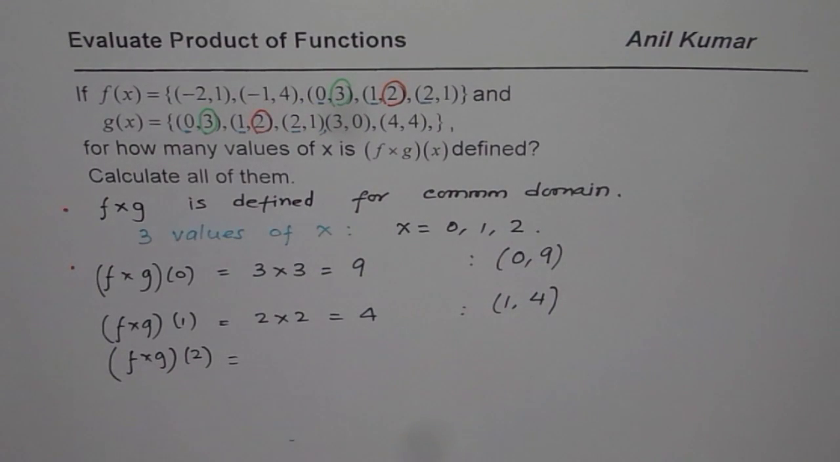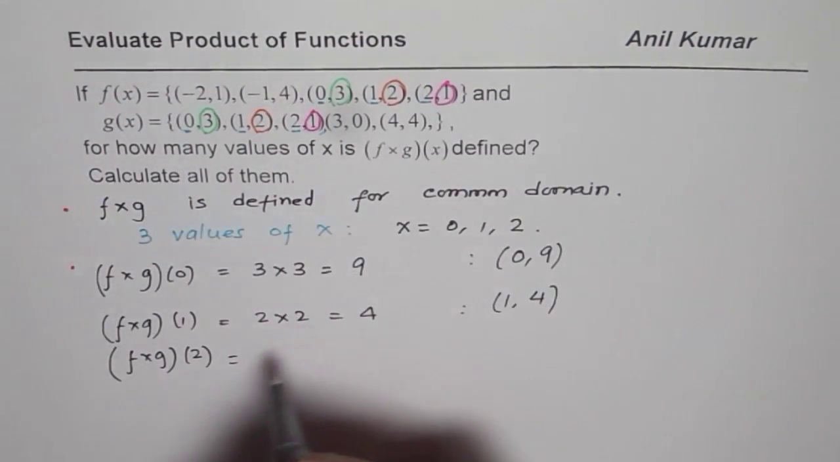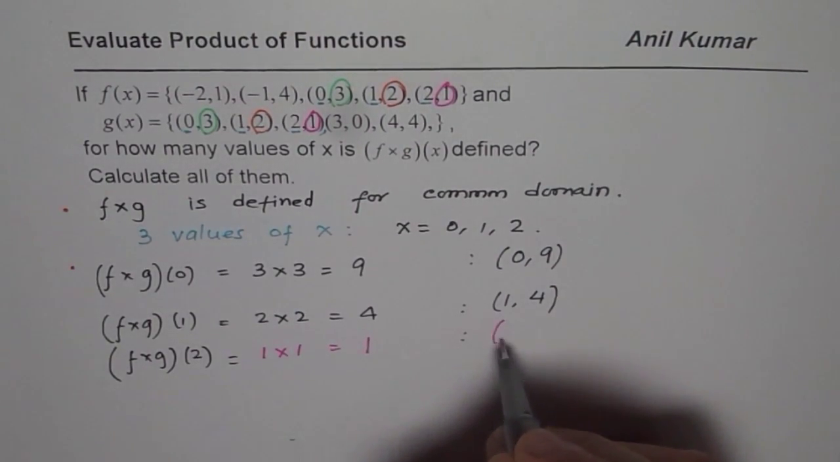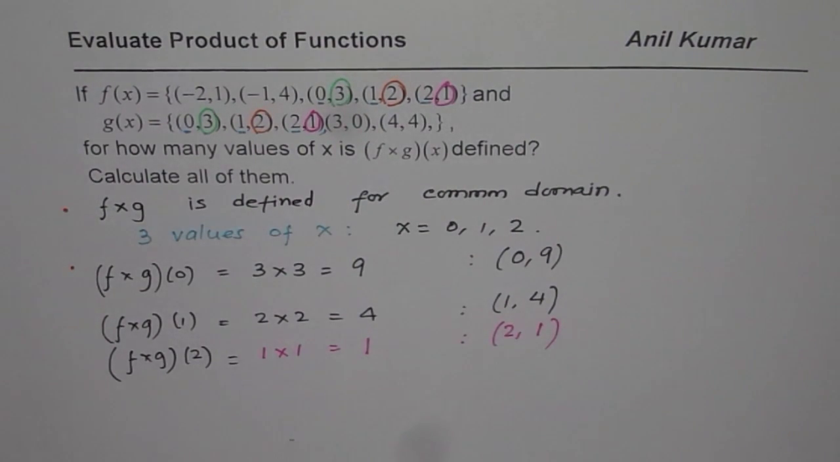And now let us check with the third value, which is 2. So for 2, in this case we have 1, and here also we have 1. So here we have 1 times 1, which is 1, and we can write f of 2 is 1, right? So that is how you can get product of these two functions, correct?